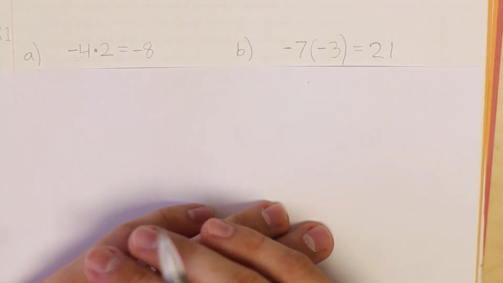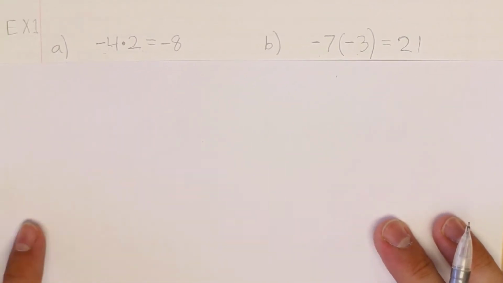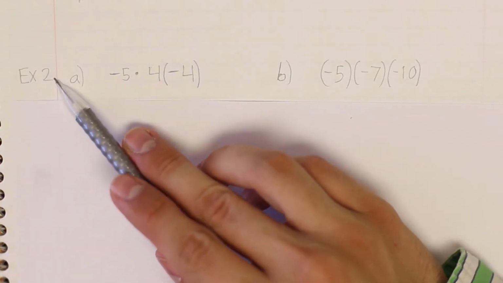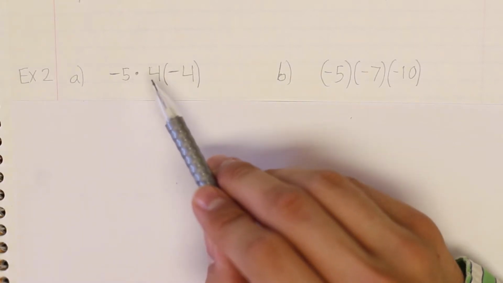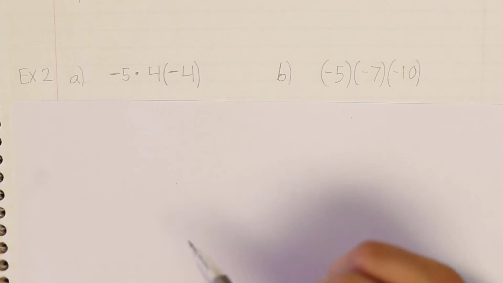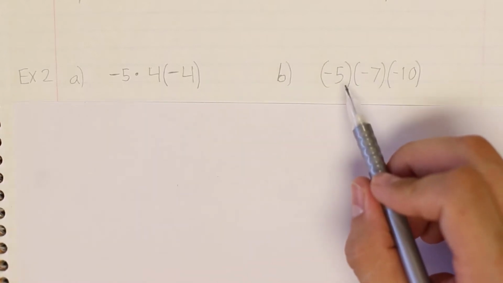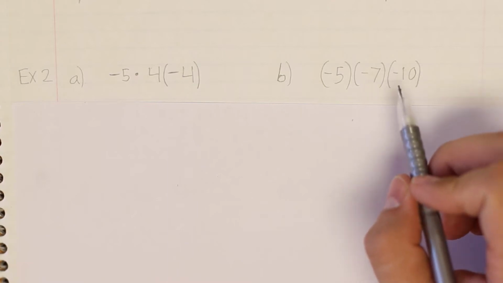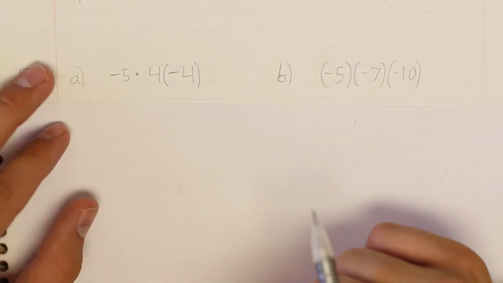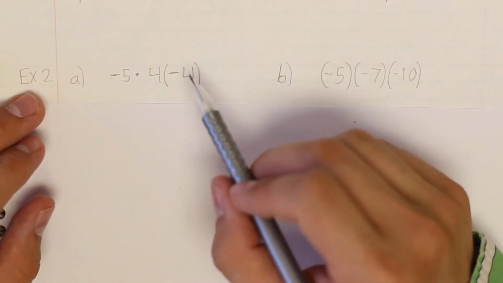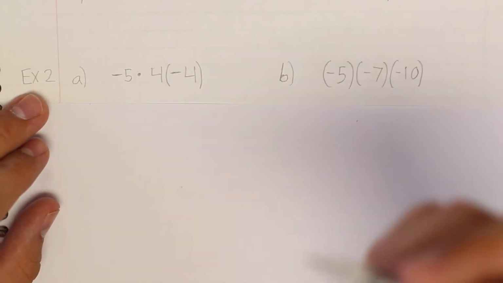Let's take a look at some more multiplication examples so we make sure we understand what we're doing. Alright, these next examples will have three numbers in them each. So the first one, for example 2a, we have negative 5 times 4 times negative 4. Remember, when they're up against a parenthesis, it means we're supposed to multiply. Over here, for example B, we have negative 5 times negative 7 times negative 10. Let's take care of this one first. So I would break it down and do one step at a time. And because it's multiplication, you can multiply in any order you want. I'm just going to multiply in the order that's written.